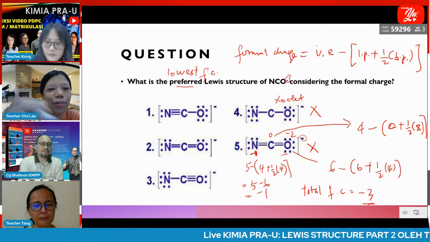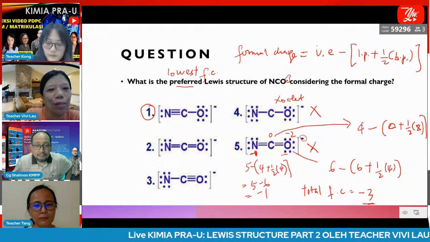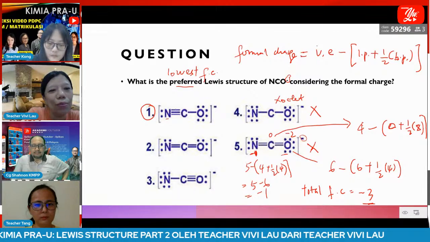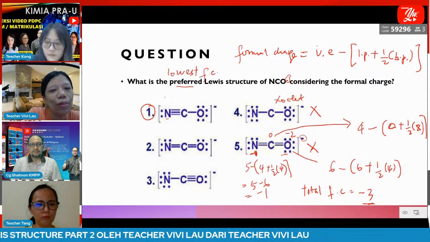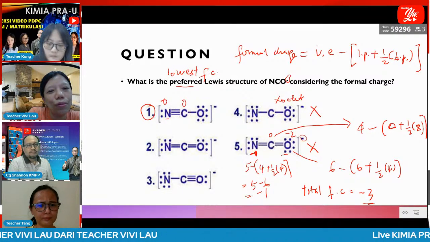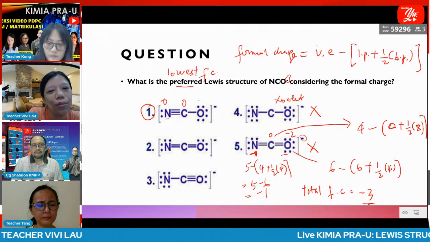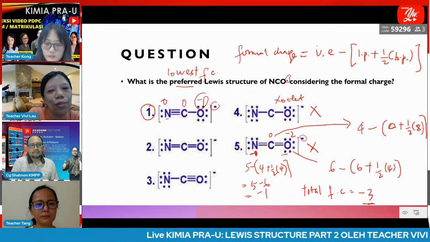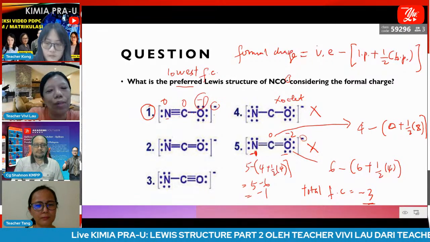So the best one is number 1. Okay, number 1 is the answer. So you can see this nitrogen is 1, 2, 3, 4, 5. So 5 minus 5 is 0. This one, 1, 2, 3, 4, so 0 also. 2, 4, 6, 7, so negative 1. So it's a negative 1 charge, the same as the charge of the ion.